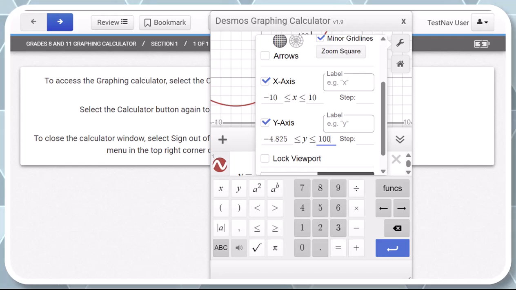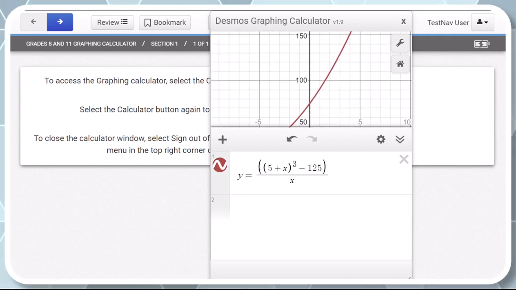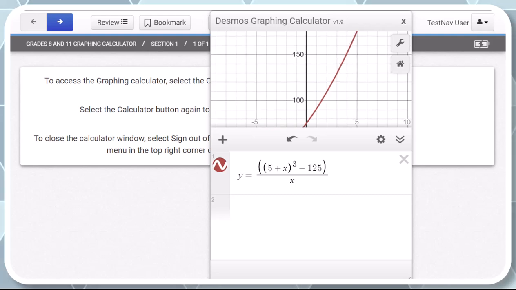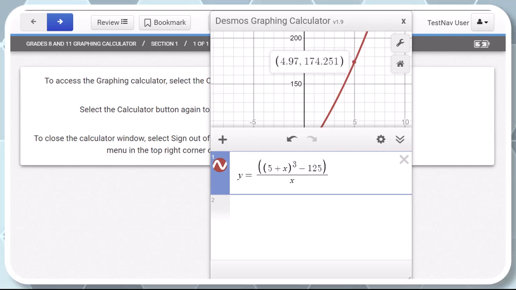So we got values close to 75, so I just changed the y-axis so that it goes to 100. And so now I look at when we're at 5, and if I look at the graph exactly at 5, Desmos will tell me, Desmos does not know that it's undefined because it's finding points very close to it.